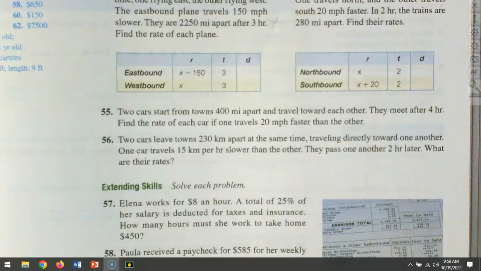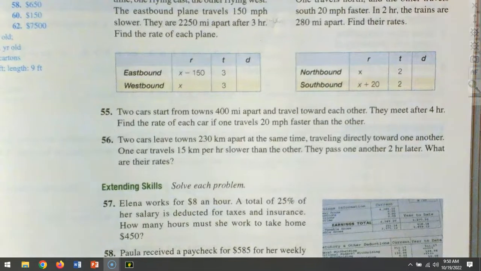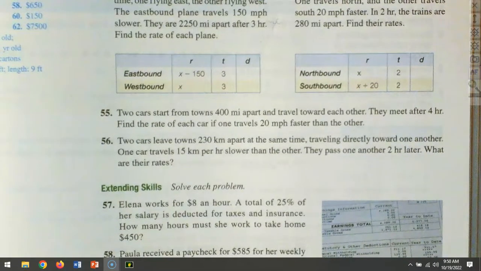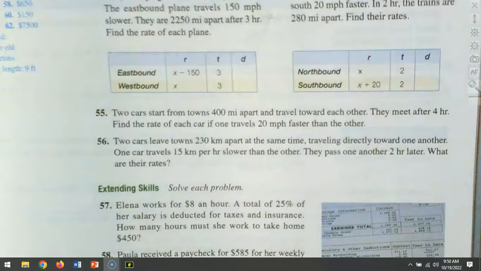Bless you. Two cars leave towns 230 kilometers apart at the same time, and they're going to travel towards each other. One car travels 15 kilometers slower than the other car, and they pass each other in 2 hours. What are their rates of speed? Very similar here. We've got different pieces that we know, though. So first off, they are 230 kilometers apart and travel towards each other.